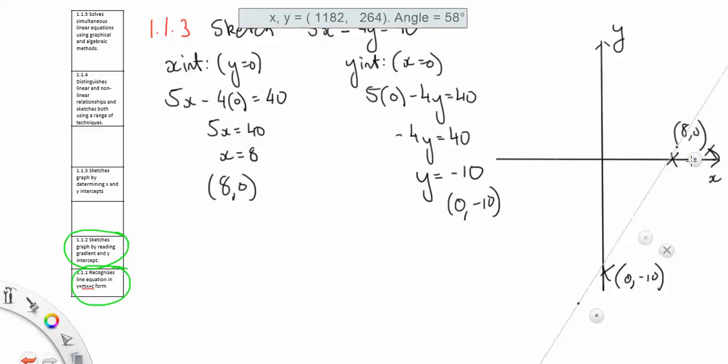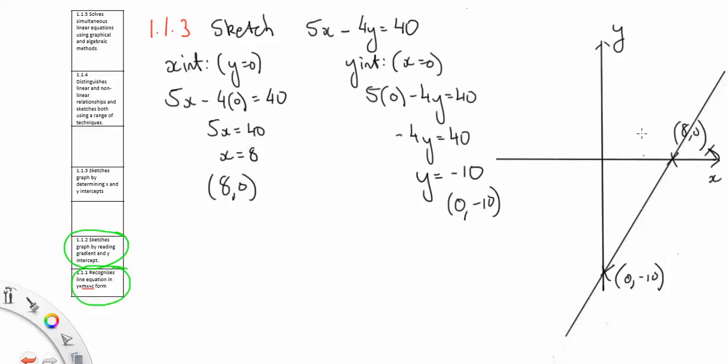Whoops. I'll rub that out in a moment. Rule a line through those. And for a finishing touch, label your line equation. There we are, labeled line equation. Let's rub out that little error. So, how do you know if you're right?